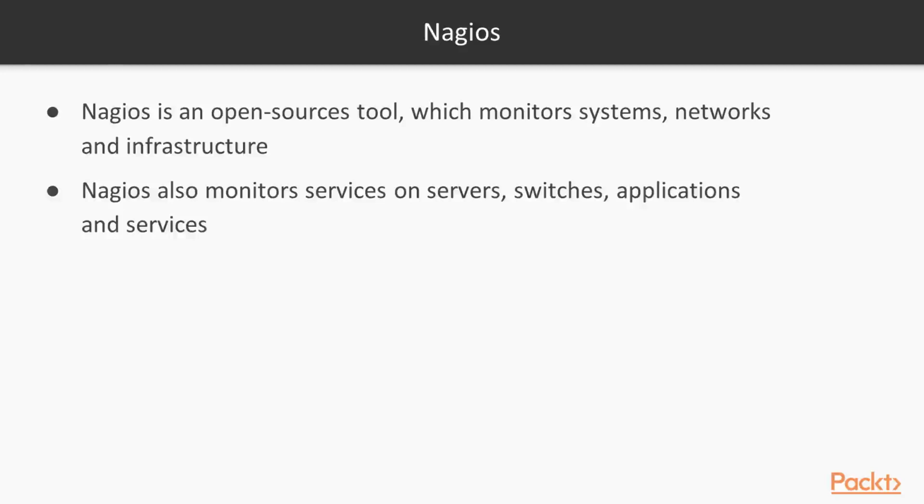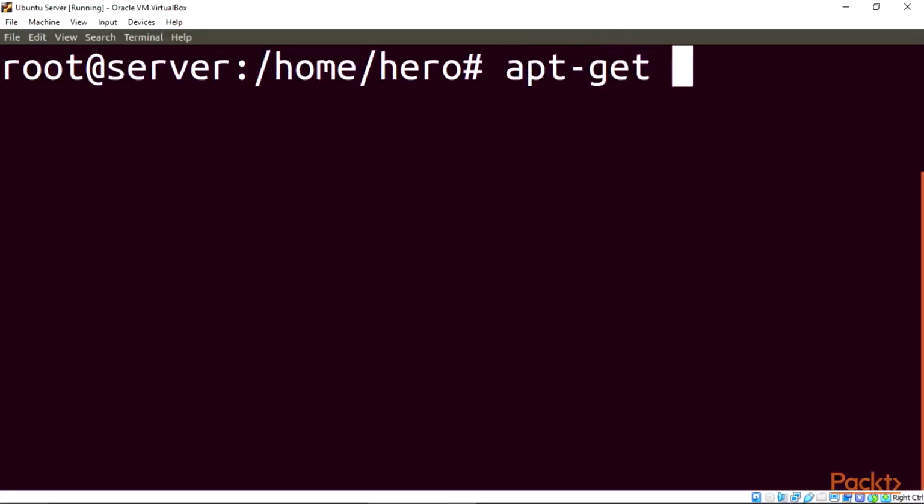Let's get started. To install Nagios, just type apt-get install nagios3 and wait for installations.